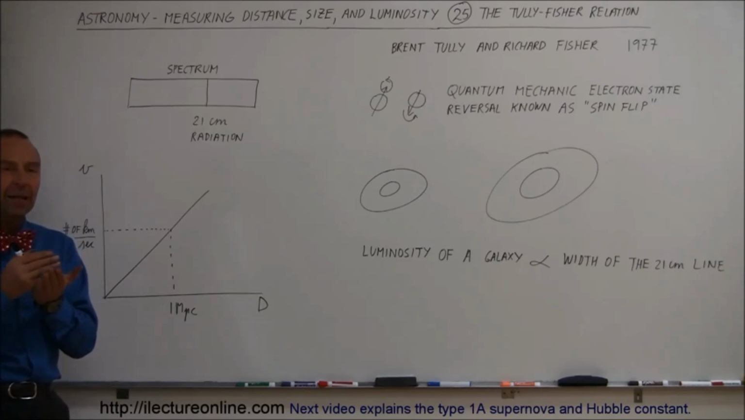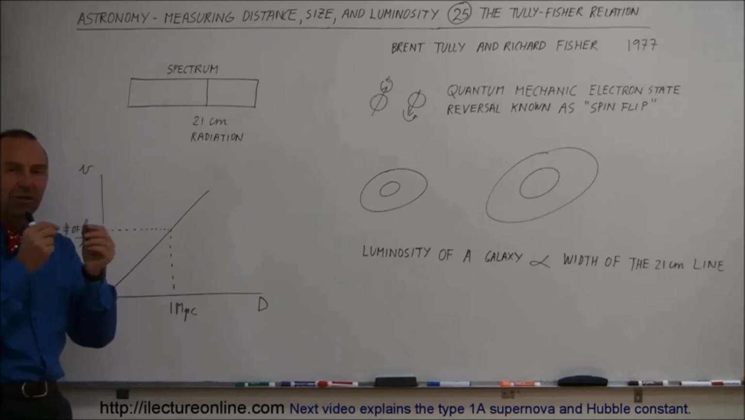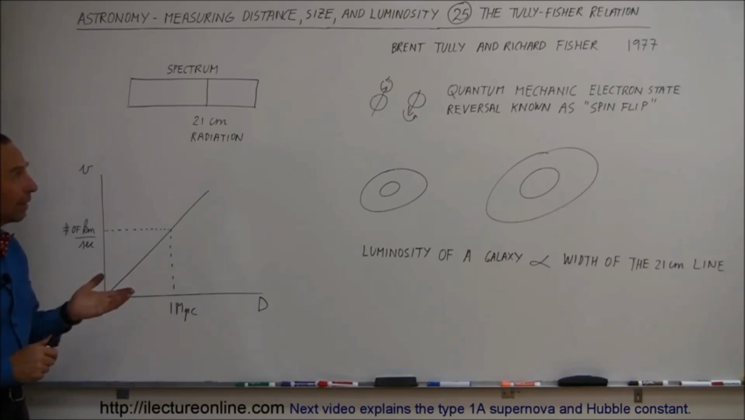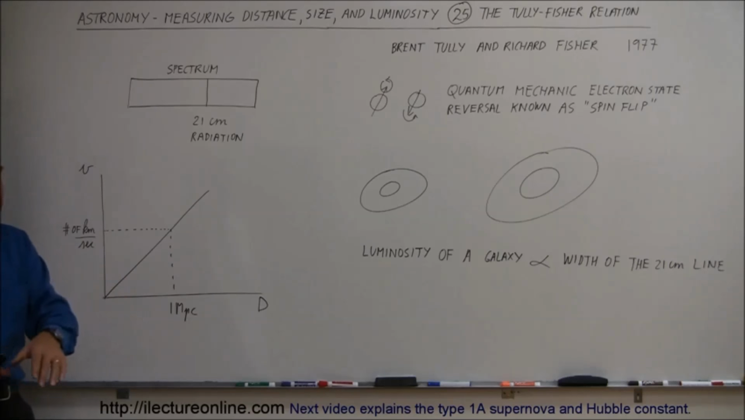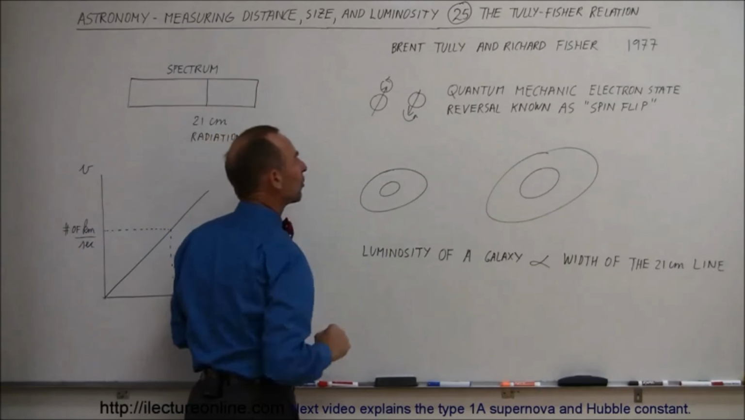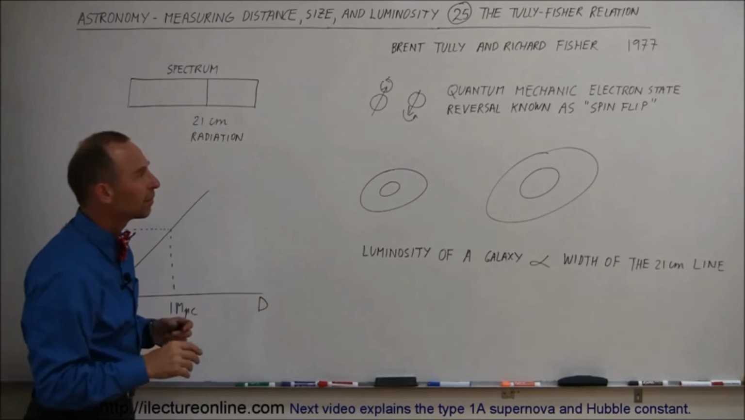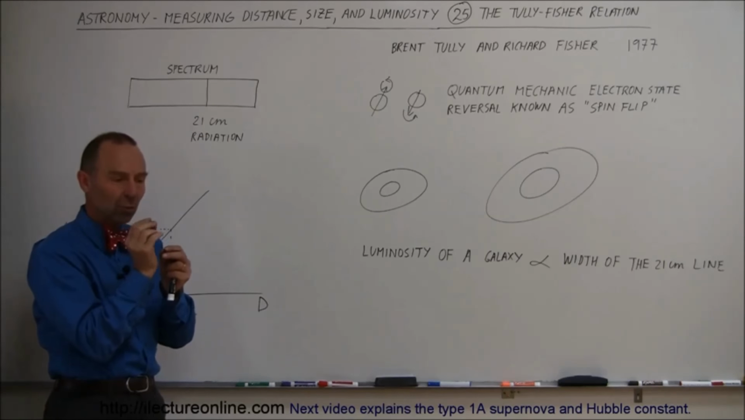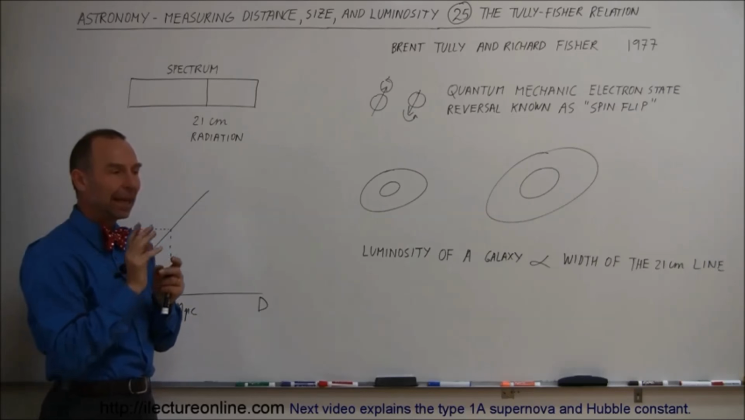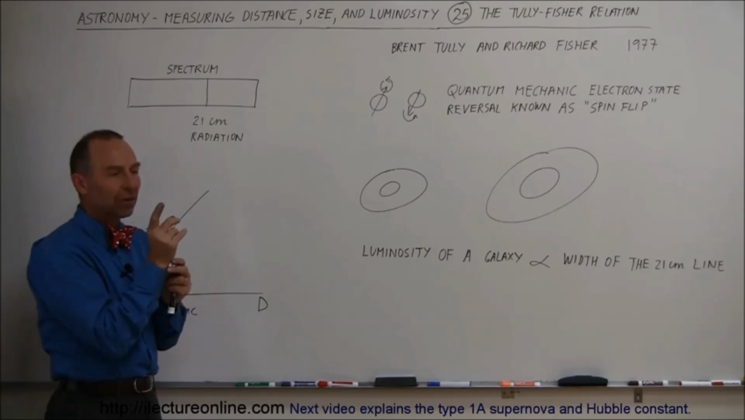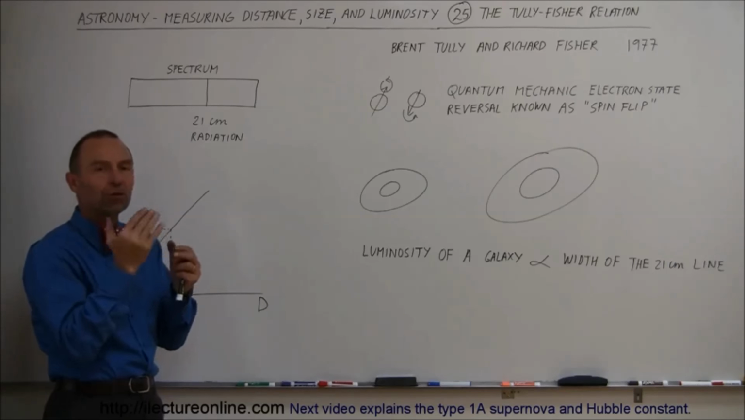But how do we find an independent way of measuring the distance to those galaxies? Well, back in 1977, Brent Tully and Richard Fisher came up with this ingenious concept where they had studied the spin flip radiation coming from galaxies. Now, what does a spin flip mean? Well, it turns out that electrons have various quantum mechanics states in which they can exist inside the atom. And one of those quantum mechanics states is what we call the spin flip, where an electron can basically be what we call spin up or spin down.